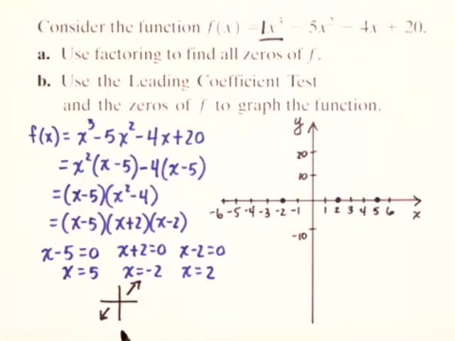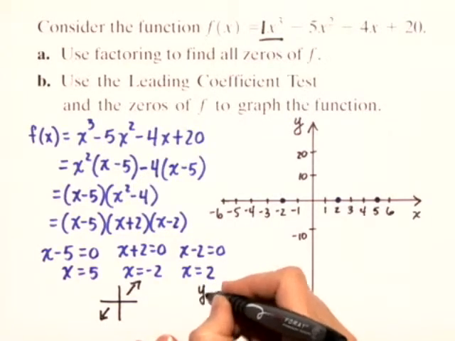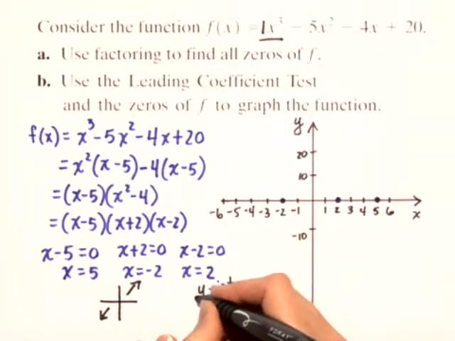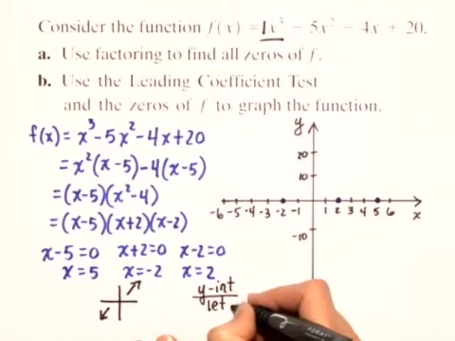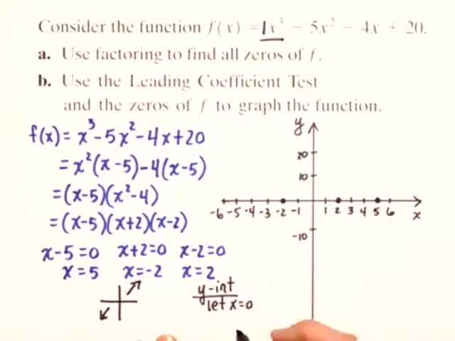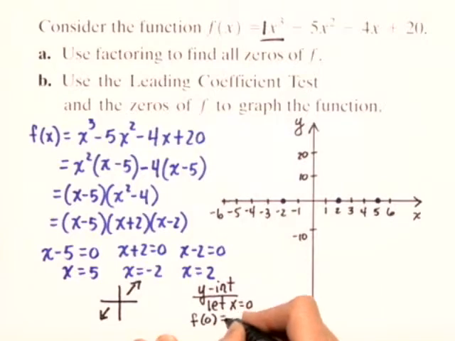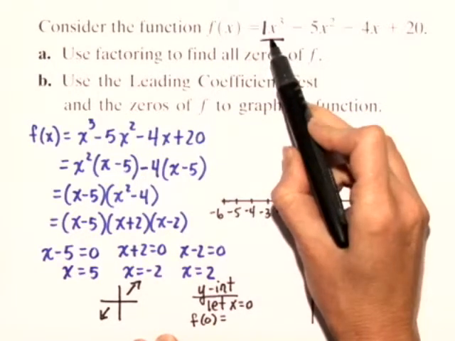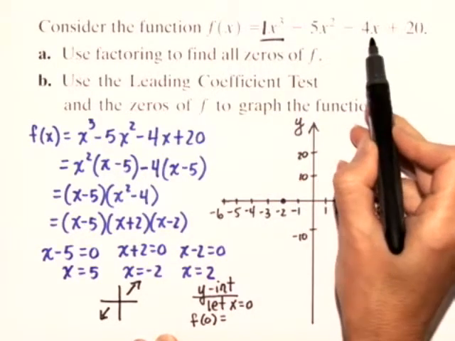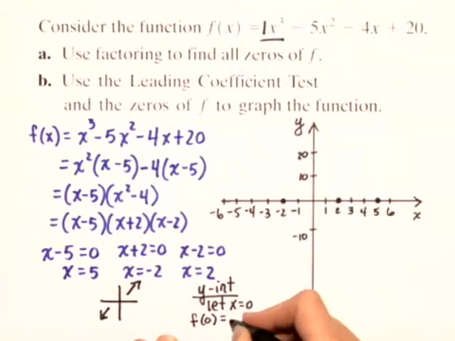So, using this information along with our zeros, we can also do one other thing to get a little bit more accurate of a sketch. We can look at the y-intercept. The y-intercept will occur whenever we let x equal 0. If we let x equal 0 in our original function, we'll see that f of 0 gives us, we'll just have 0 here, minus 0 again, minus 0, plus 20. So we'll see that 20 is our y-intercept.